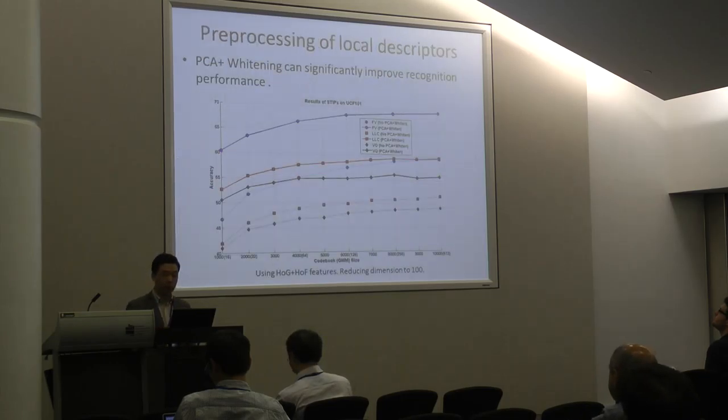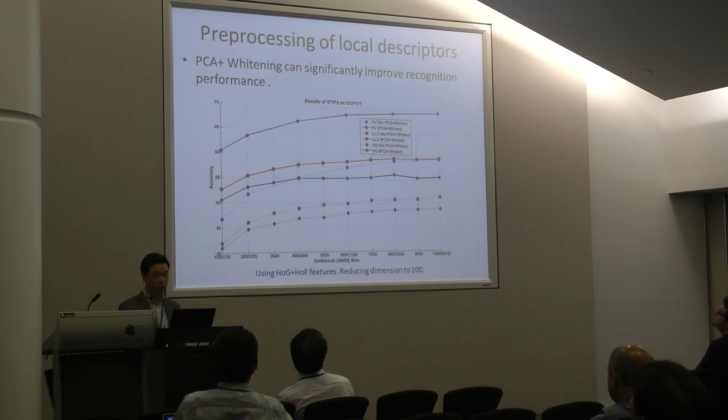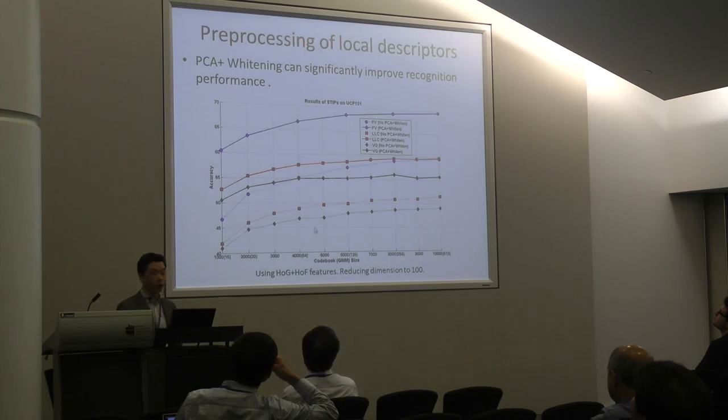The first thing I want to say is the pre-processing of local descriptors is very important. Here I show you some results. You can see we just do a very simple PCA plus whitening pre-processing. We have the solid line, which uses PCA and whitening, and we have the dashed line, which does not use PCA and whitening. And the different colors mean different encoding methods. We actually have three, including Fisher vector and LLC. For all the methods, PCA plus whitening significantly improves the performance.